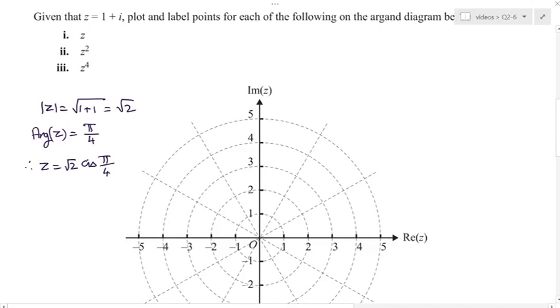I can mark z here now. Root 2 is basically 1.414, and cis pi over 4, so I go pi over 4 from here. This is 30 degree, that's 60 degree. Pi over 4 will be here, and 1.4 will be here, and that is my point. I'll say that is my point A. So this is point A, that's point B, and point C. Once you got z, now you need to find z square.